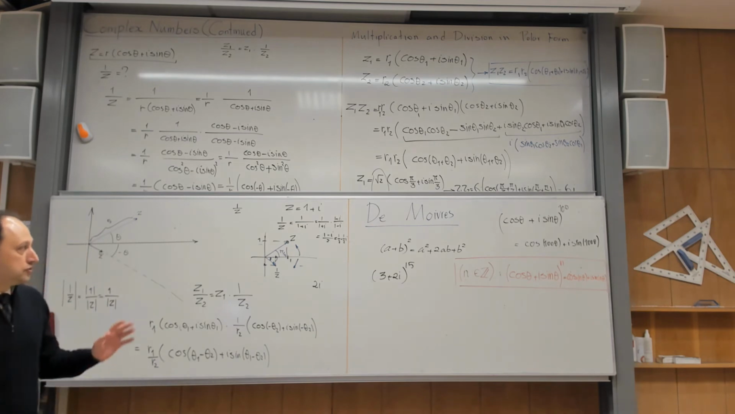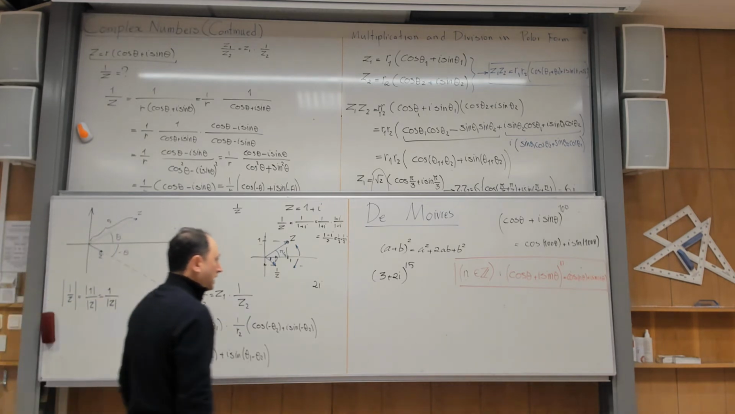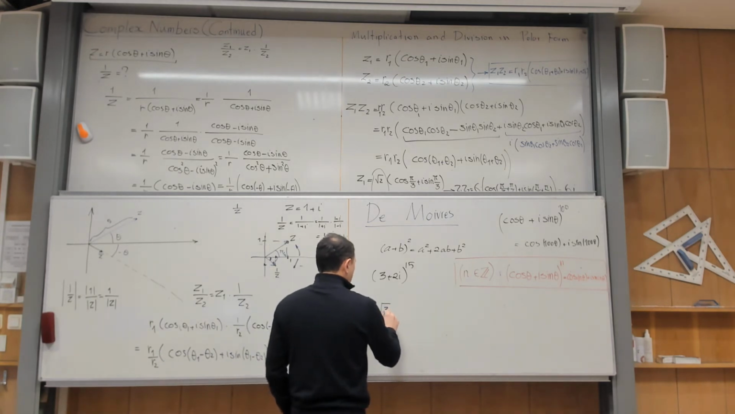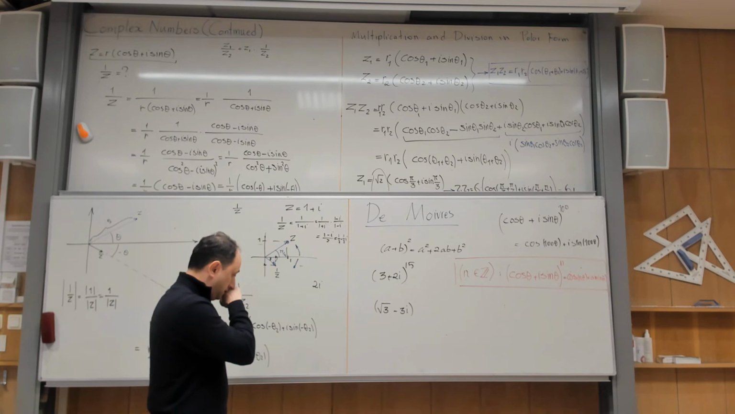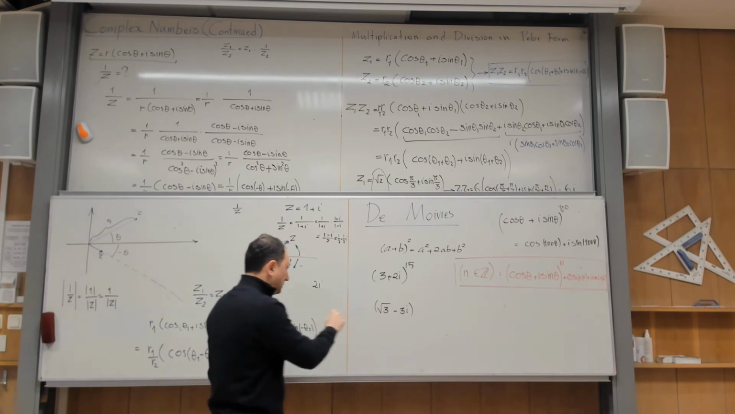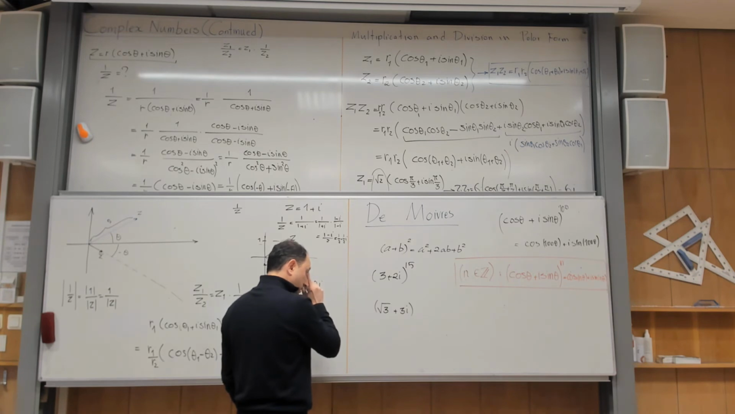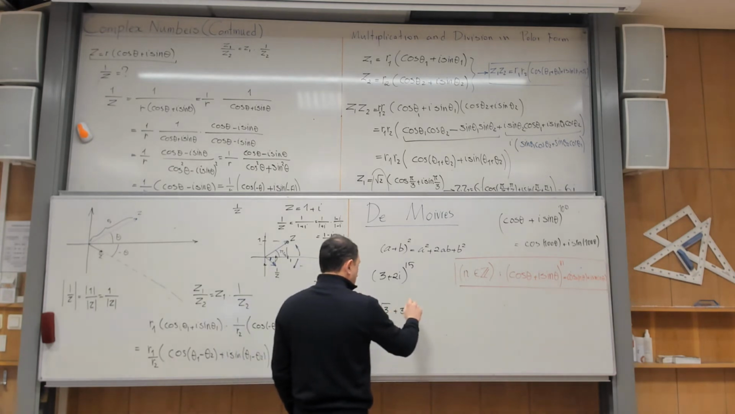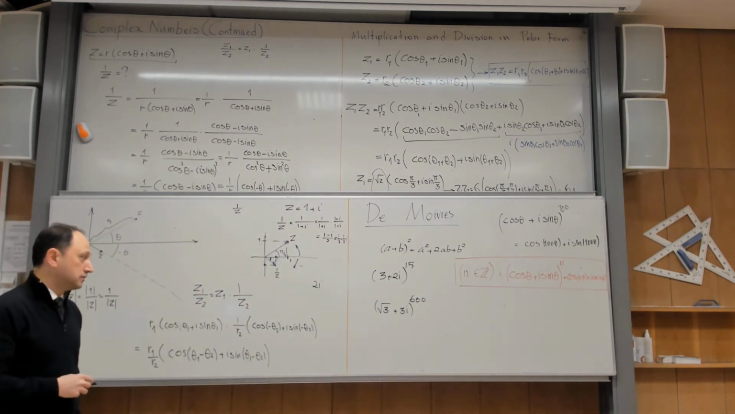Okay, before showing why this is true, let us use it to see how it works in action. For example, let me ask you to calculate this: square root of 3 minus 3i. Okay, let me make it positive so I don't make trouble for you. So if I want to calculate this to the power of 600, for example, I want to raise this number to the power 600.